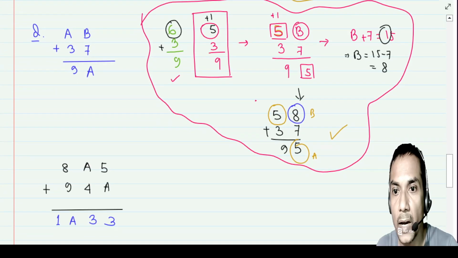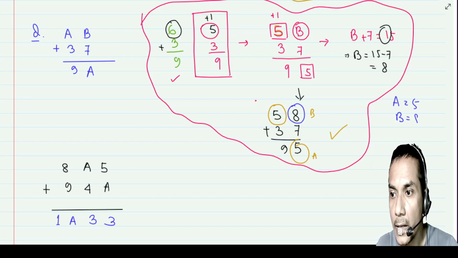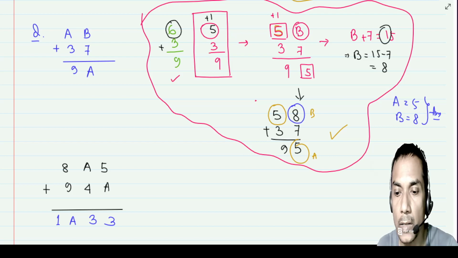So A is 5, and B is 8. A is equal to 5, and B is equal to 8 is the right answer. Okay.